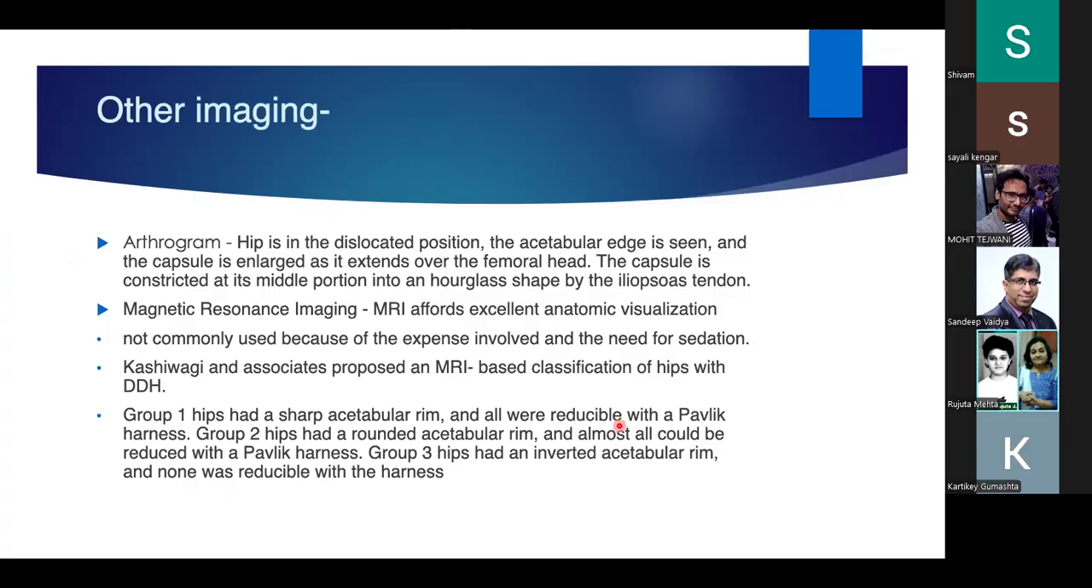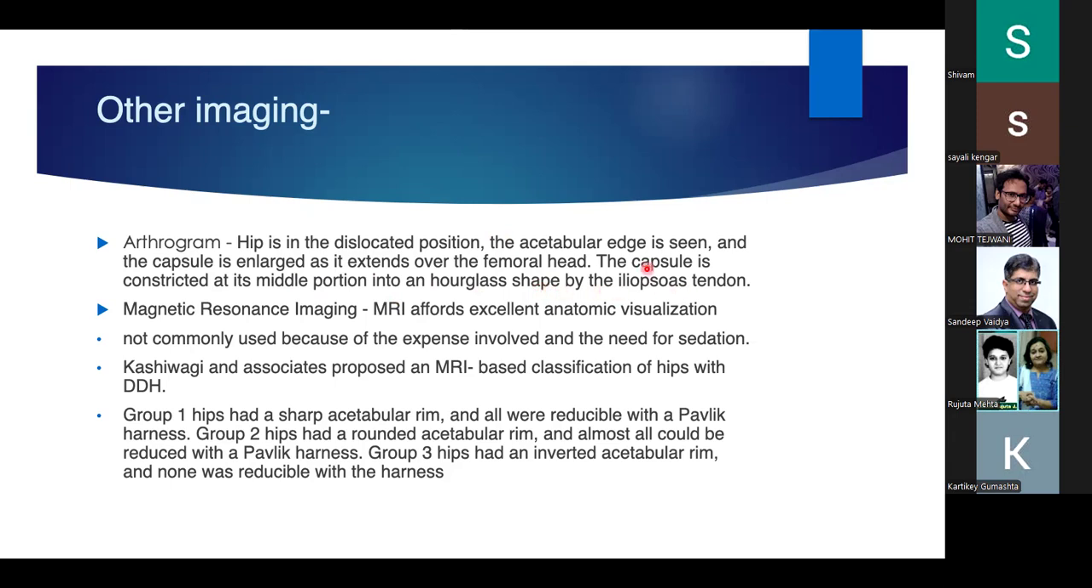Other imaging which is used is arthrogram. When done in dislocated position, the acetabular edges are seen and the capsule is enlarged as it extends over the femoral head. The capsule is constricted at the middle portion into an hourglass shape, sometimes by the iliopsoas tendon.